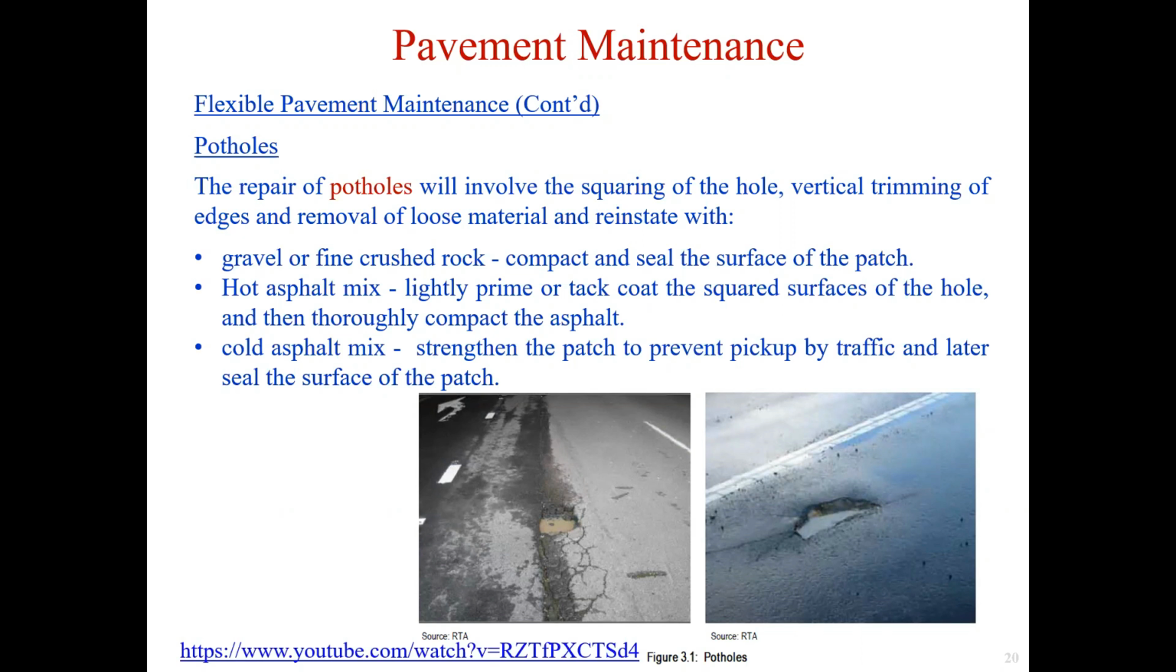The repair of potholes involves the squaring of the hole and vertical trimming of edges and removal of loose material prior to reinstatement with gravel or fine crushed rock. This is then compacted and the surface of the patch sealed, or hot asphalt mix is used to fill the hole and then thoroughly compacted, or cold asphalt mix is used to firstly strengthen the patch to prevent pickup by traffic, and later on the surface of the patch will be sealed.